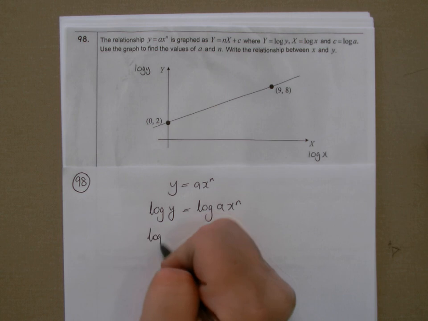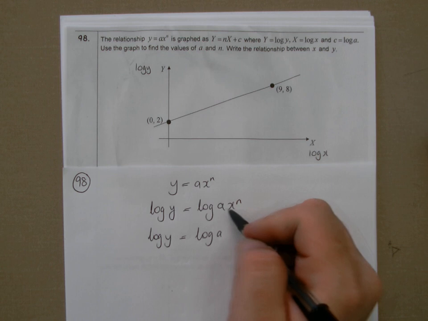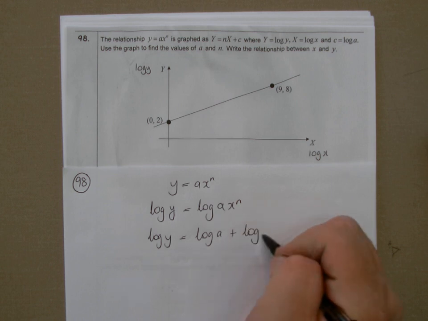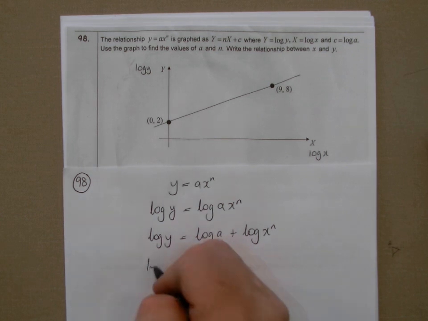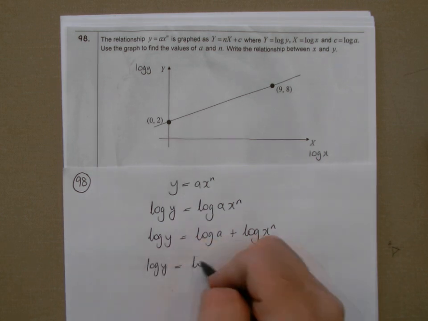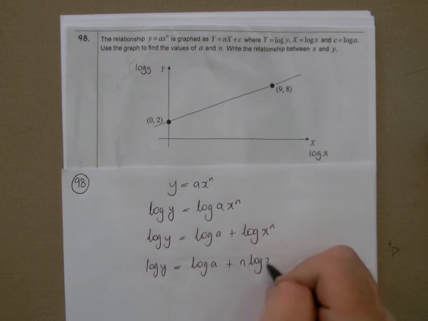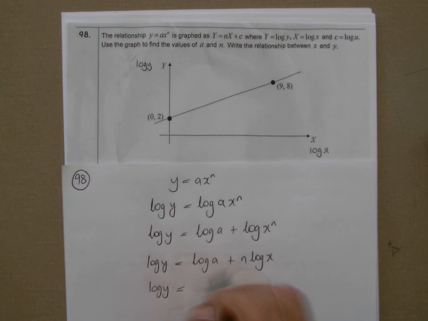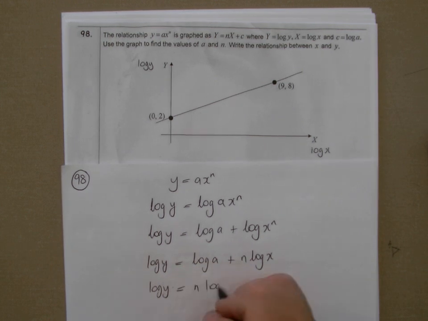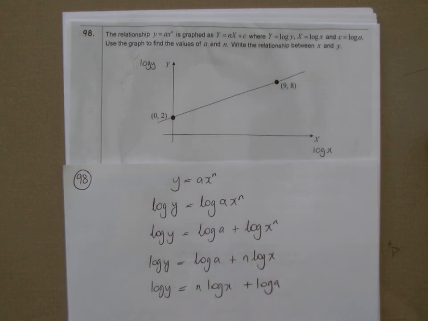What I'll do then is separate these logs. Because we're multiplying, we can write them as two separate logs, adding the logs using laws of logarithms. The next thing we can do is bring the power n down in front. So we end up with that there. Now I'd like us to rewrite this: we've got log y, and just swap these around, so we'll have n log x plus log a.